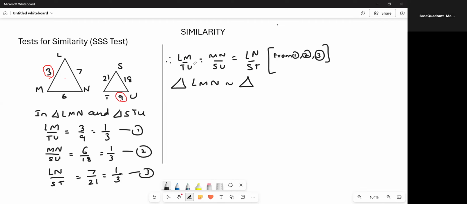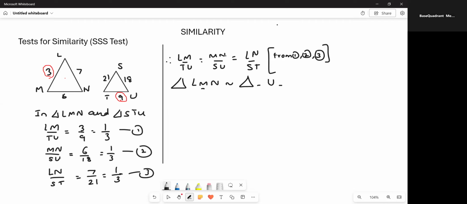Then how do you get the correspondence? For that, you can compare the two numerators here. You can see that M is a common letter in both the numerators, right? And here, what is the common letter? U. M and U. So M corresponds with U. Got it? M is in the middle here, so U comes in the middle.